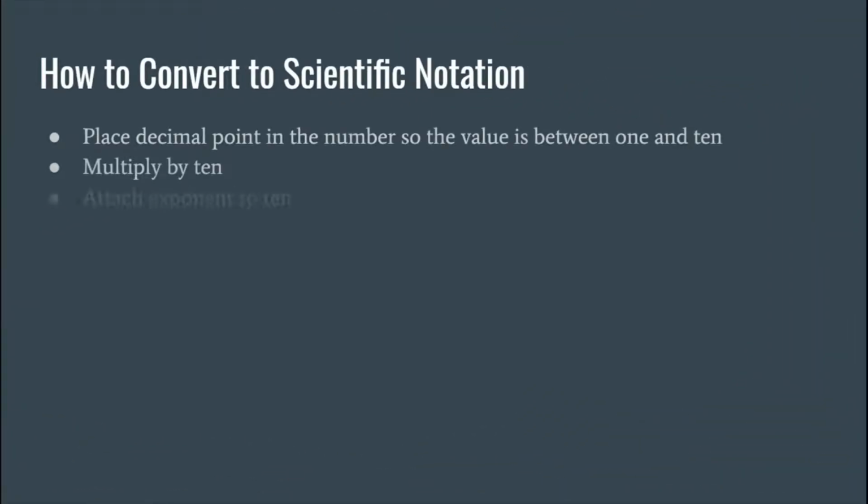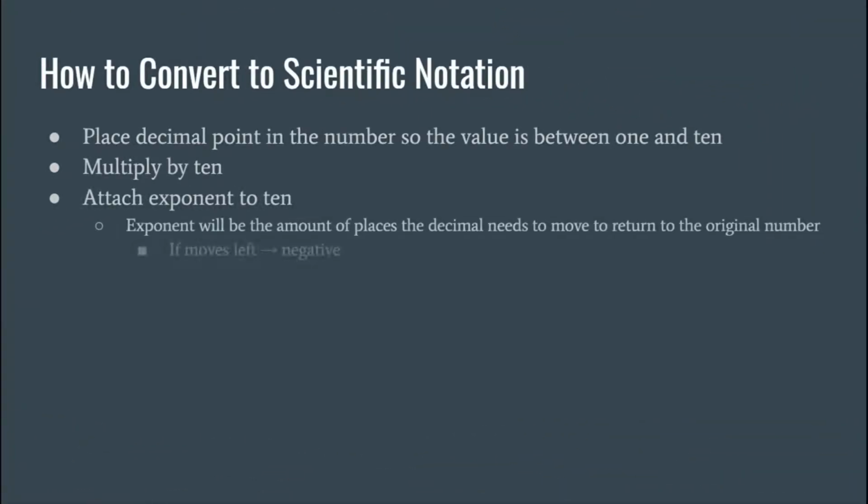Okay, these are the steps. The previous slide was the rules. What we're going to do is take the number and place a decimal point somewhere in there so that the value is between 1 and 10. Then we'll add on that times 10 portion that you saw in the previous examples, and then we'll attach the exponent to that 10. The exponent will be equal to the number of times you have to move the decimal to get it back to the standard notation.